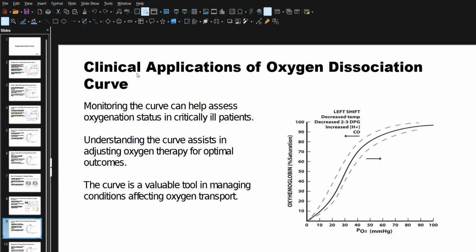Next, we'll see some clinical applications of the oxygen dissociation curve. This curve can help assess the oxygenation status in critically ill patients. When patients have an oxygen deficiency, they can be helped by monitoring this curve. The curve is a valuable tool in managing conditions affecting oxygen transport, and it also assists in many oxygen therapy treatments, understanding the curve and adjusting the oxygen levels in the patients.